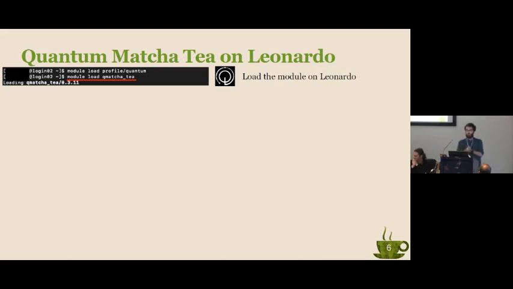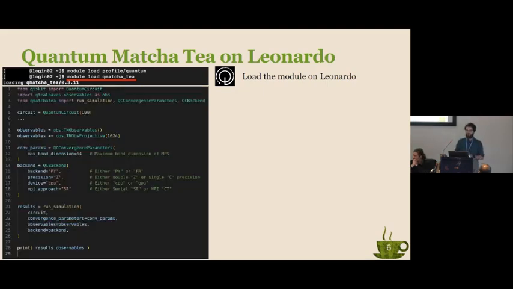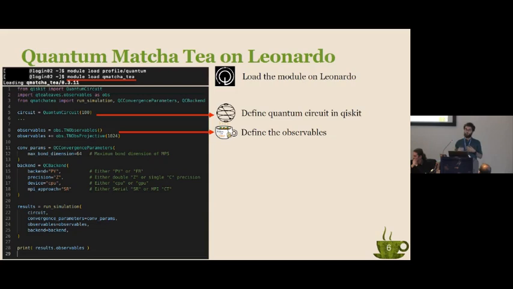So you can log in on your Leonardo profile, load the profile quantum and load the Qmatchatea module. And then even running a simulation is pretty easy because you can build your quantum circuit using Qiskit. You define which observables you want to measure. For example, here, the projective observables are just projective measurements of your circuits.